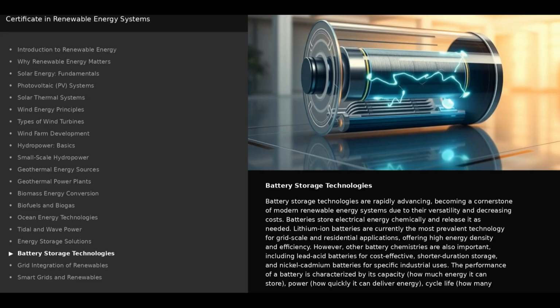industrial uses. The performance of a battery is characterized by its capacity, how much energy it can store; power, how quickly it can deliver energy; cycle life, how many charge-discharge cycles it can endure; and efficiency. Understanding these metrics is vital for selecting the right battery for a given application.